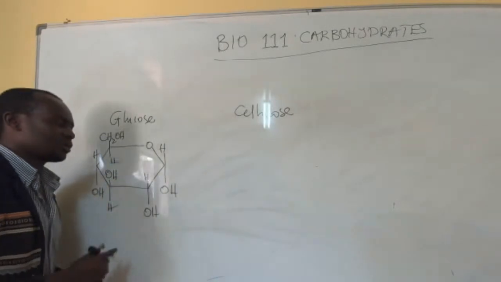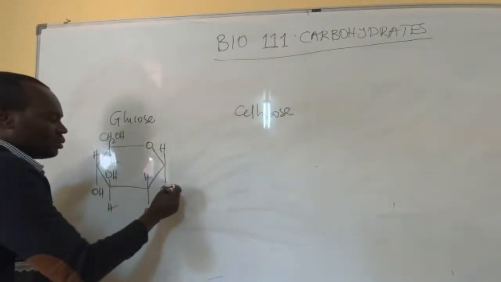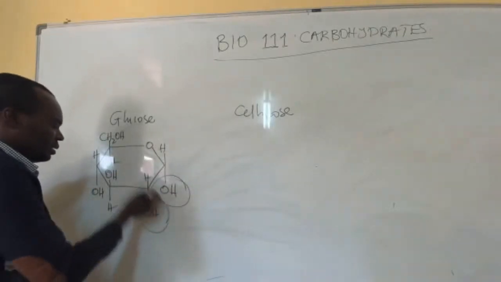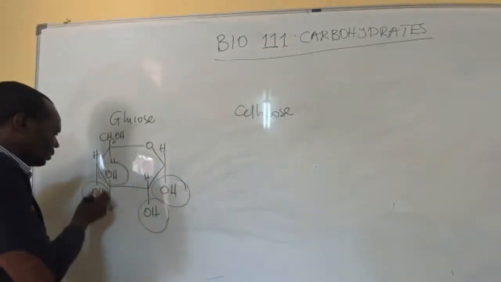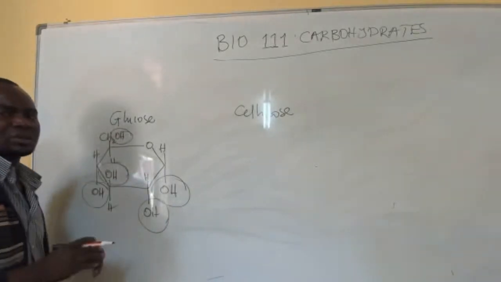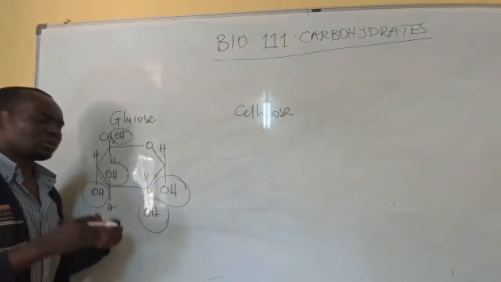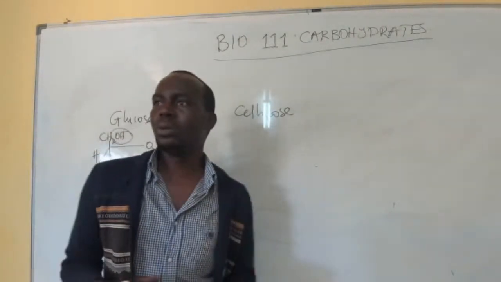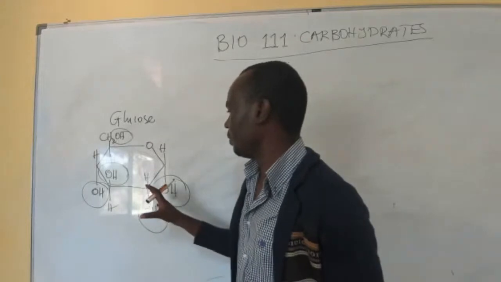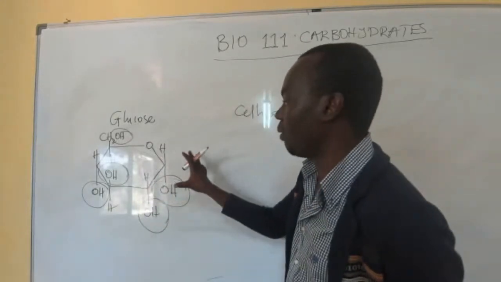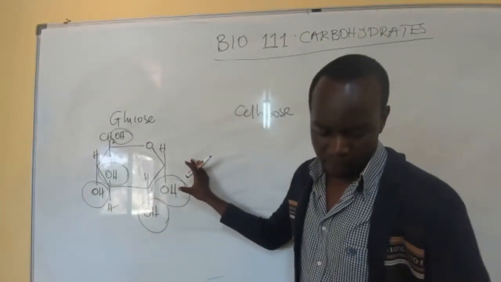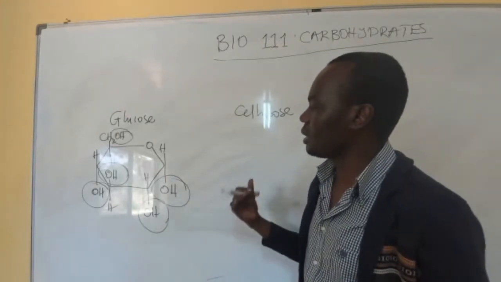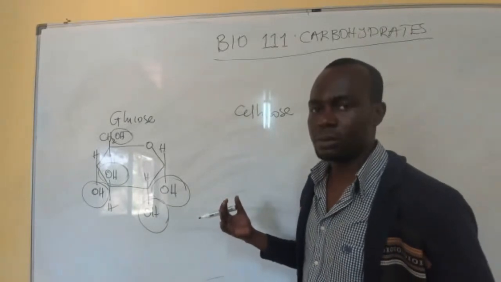Cellulose, glucose has got so many hydroxyl groups that are exposed. You look at this hydroxyl group, this hydroxyl group, this hydroxyl group, this hydroxyl group. There's also that hydroxyl group. Because glucose has so many hydroxyl groups, it's easy for glucose to actually dissolve. It is easy. That's what accounts for the solubility of glucose.